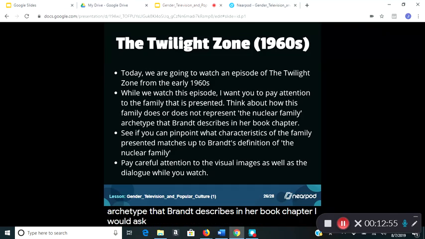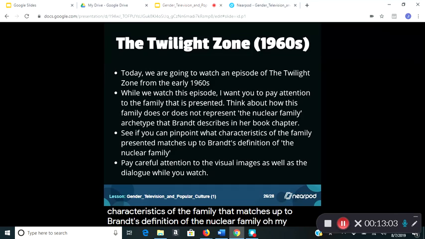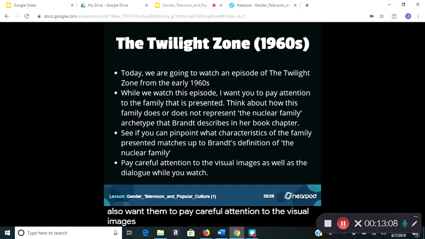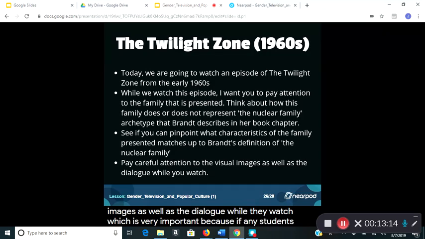I would ask them to see if they could pinpoint characteristics of the family that match up to Brandt's definition of the nuclear family. I would also want them to pay careful attention to the visual images as well as the dialogue while they watch, which is very important because if any students choose a television show episode as one of their primary sources in their research paper, then those are the kinds of things that I would want them to be analyzing in their research paper.